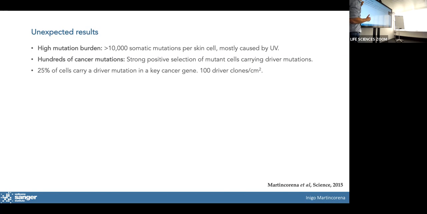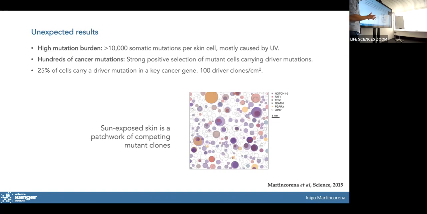We found that by middle age, about a quarter of all cells have already acquired a cancer mutation in a key skin cancer gene. And this happens everywhere in the skin, so that you get about 100 of these microscopic clones with cancer mutations per square centimeter. And again, this was done in 4 healthy individuals at the time.